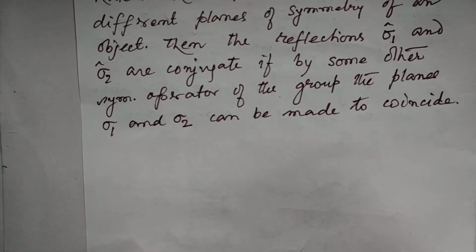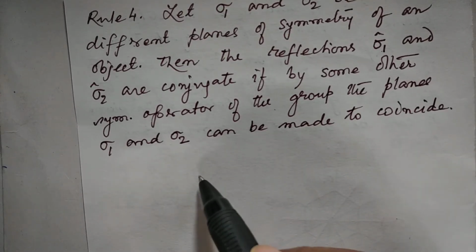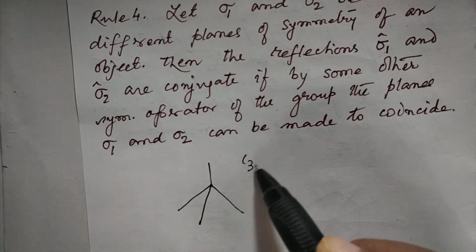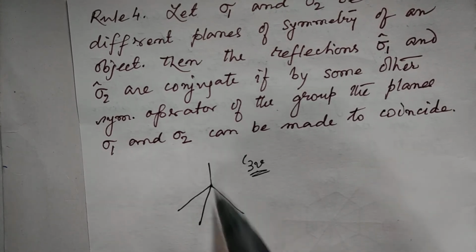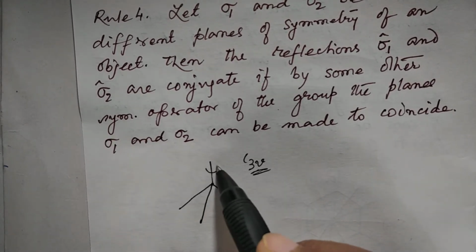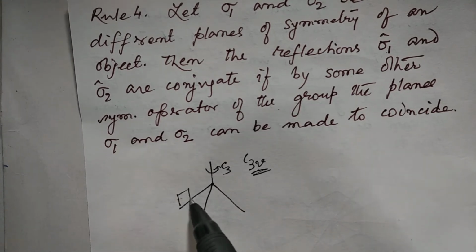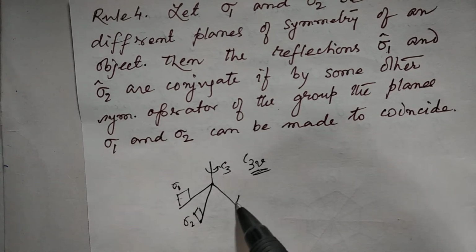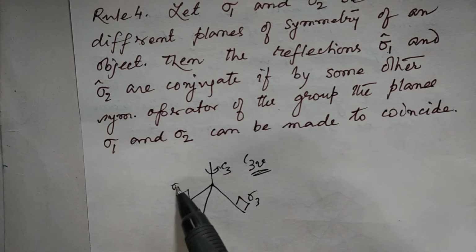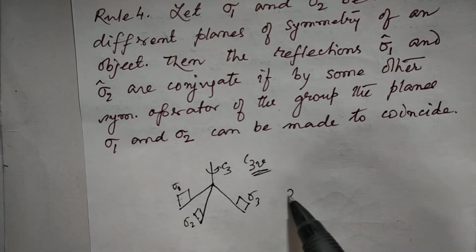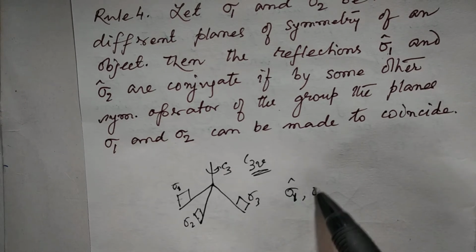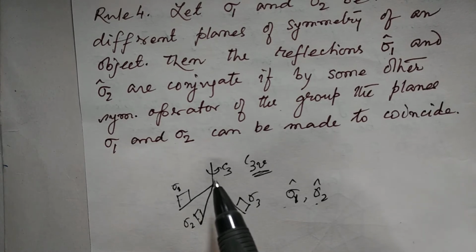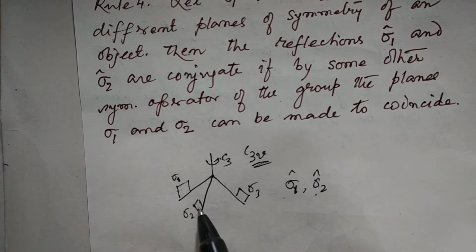For example, consider the point group of chloroform, C3v point group, chloroform molecule or ammonia molecule. This is the C3 axis, and there are three different sigma V planes, sigma 1, sigma 2, sigma 3. Sigma 1 and sigma 2 are conjugate because by this C3 rotation we can bring this plane to this plane.